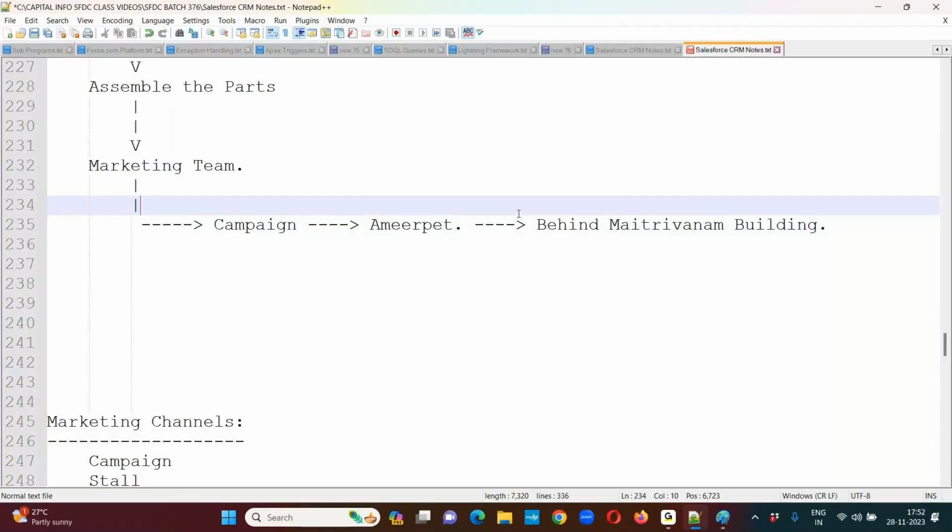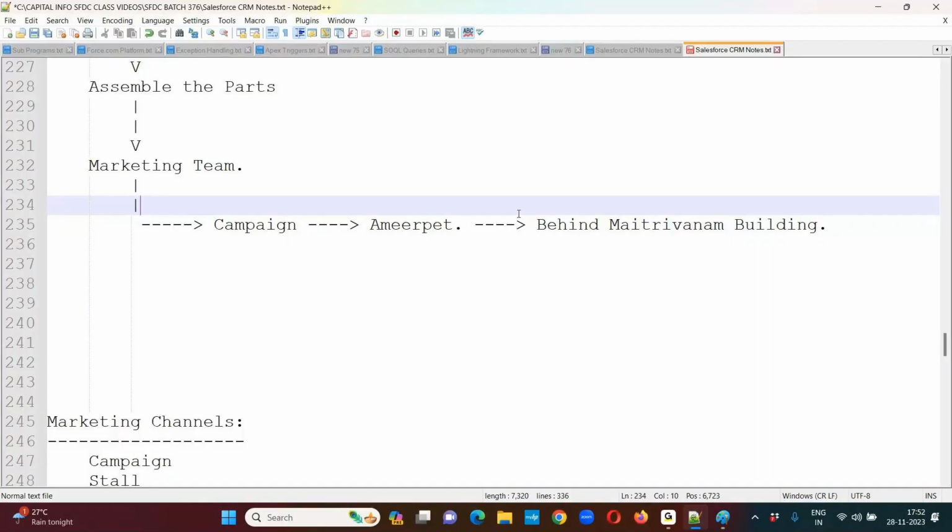Similarly, whenever we visit any shopping malls on weekends, Saturday and Sunday, that too in the evening time, from 5 o'clock till 10 o'clock at night, inside those shopping malls in so many places they are conducting so many campaigns, because that is the right time and the right place to conduct a campaign during the weekend.